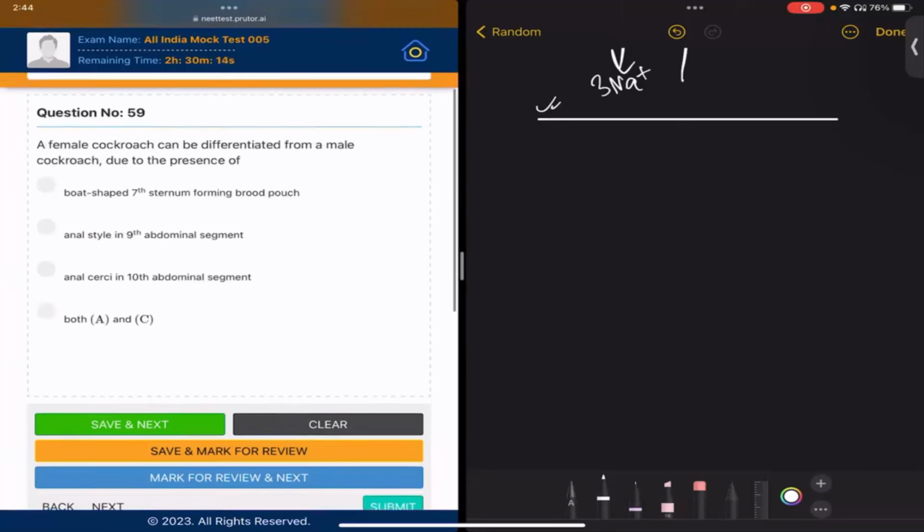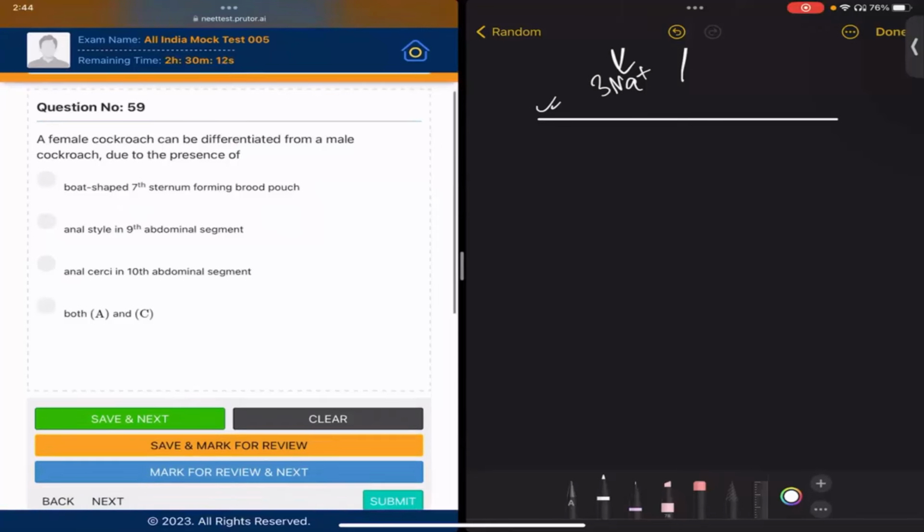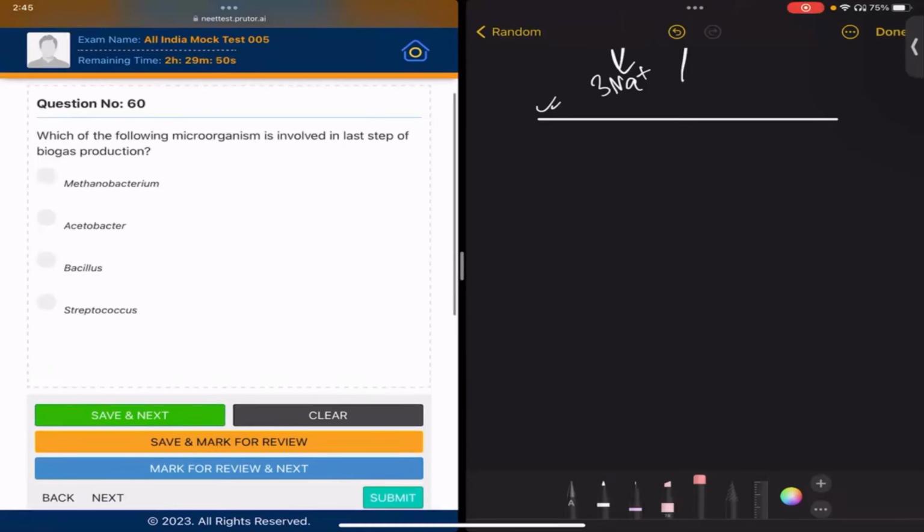A female cockroach can be differentiated from a male cockroach due to the presence of what all? तो बोट shaped seventh sternum forming broad gynovalvular plate is correct. Anal style नहीं होता. Anal style is present in male. Anal cerci and abdominal segment. So I think this is present in both. So ये होना चाहिए. Which of the following microorganisms is involved in the last step of biogas production?